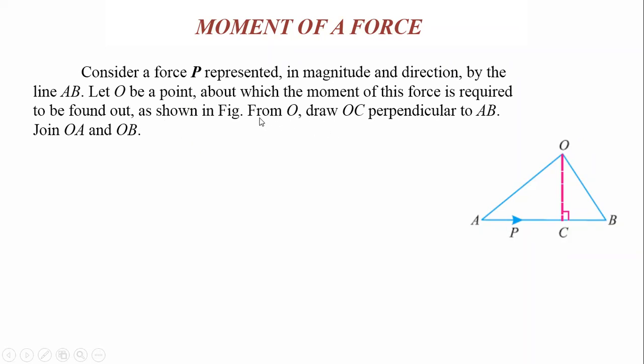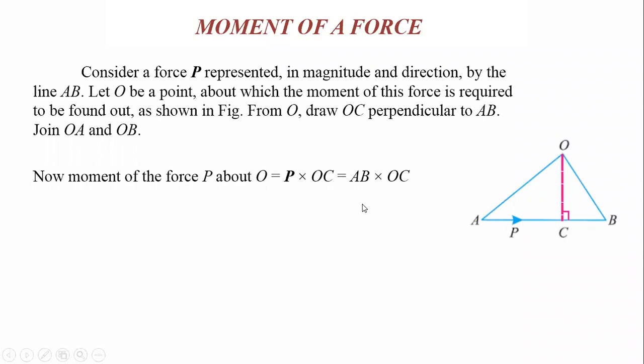From the figure, OC is the perpendicular over AB. Join OA and OB. Now, the moment of the force P about O will be how much? It is P, the magnitude of the force, multiplied by OC, where OC is the perpendicular distance.